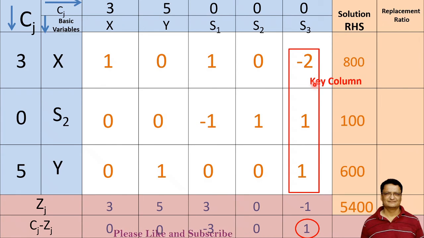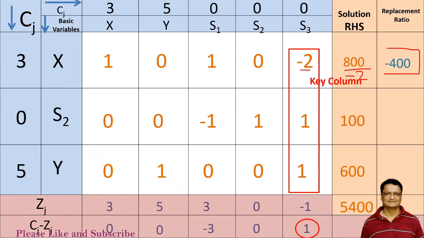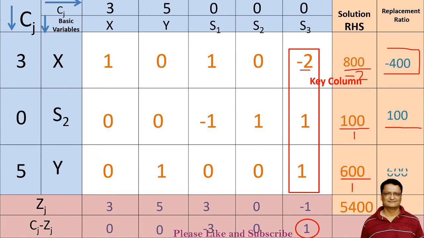Now based on this key column I have to decide what my departing variable is, right? And how do I do that? I do it by calculating the replacement ratio. So 800 divided by this minus 2 will give me a value of minus 400. So this is my replacement ratio. Similarly, 100 divided by 1 will give me a replacement ratio of 100, and 600 divided by 1 will give me the replacement ratio of 600.